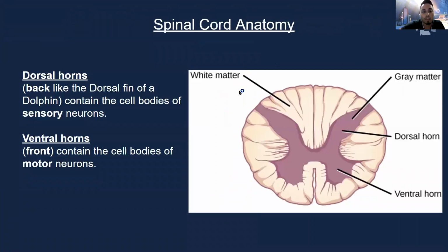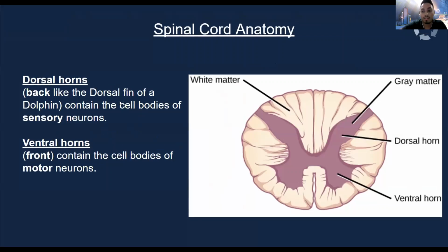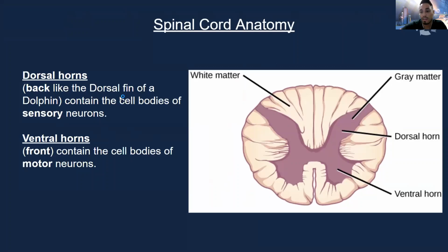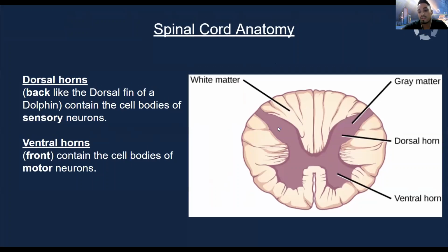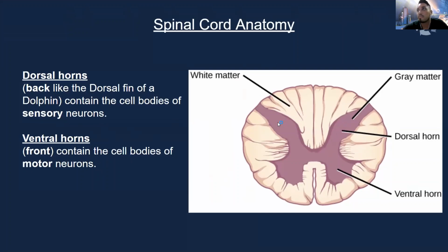So finally, we reach spinal cord anatomy. I like to remember that the dorsal horns are on the back, just like a dolphin has a dorsal fin and it's on its back. And this contains the cell bodies of sensory neurons. So just think of sensing a dolphin. Okay, if you're in the ocean or near an ocean and you see a dolphin, you're going to get excited. You're going to sense that dolphin.